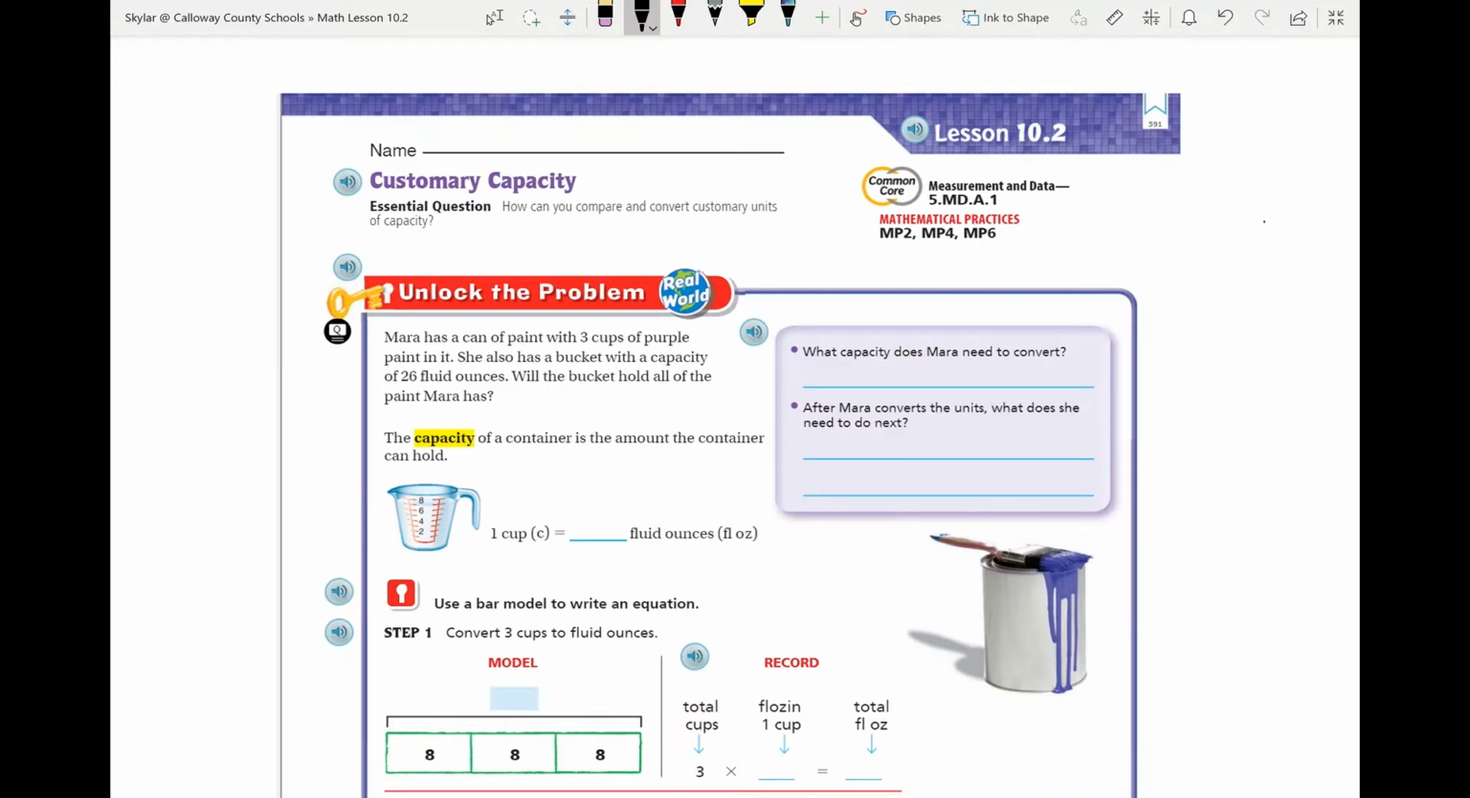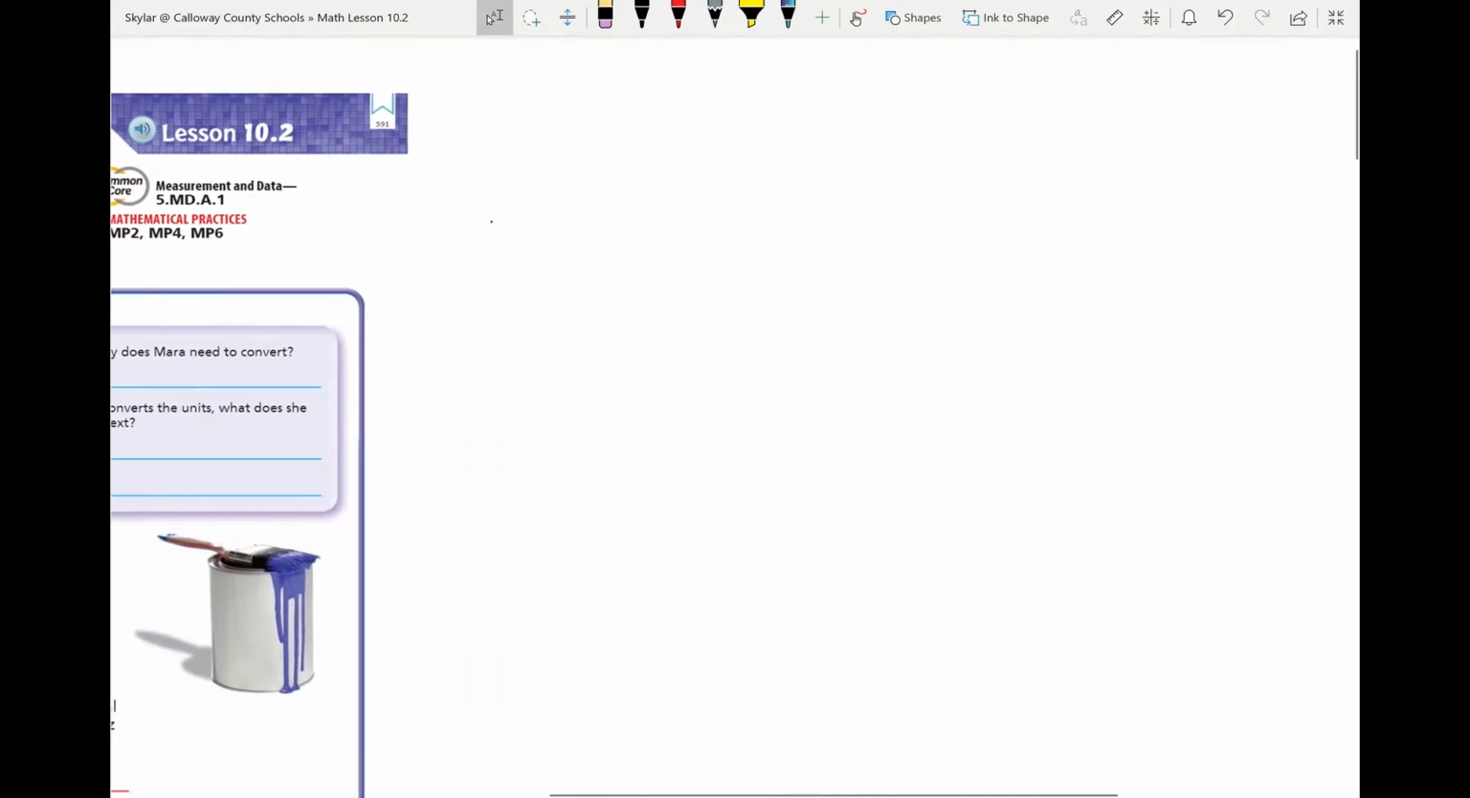So, we are going to be continuing converting and comparing units, except this time we are going to be dealing with capacity. So, we're going to be talking about gallons, cups, quarts, pints, all of that fun stuff, and of course ounces. Whenever we do that, we need to remember from last year our good friend King Gallon.